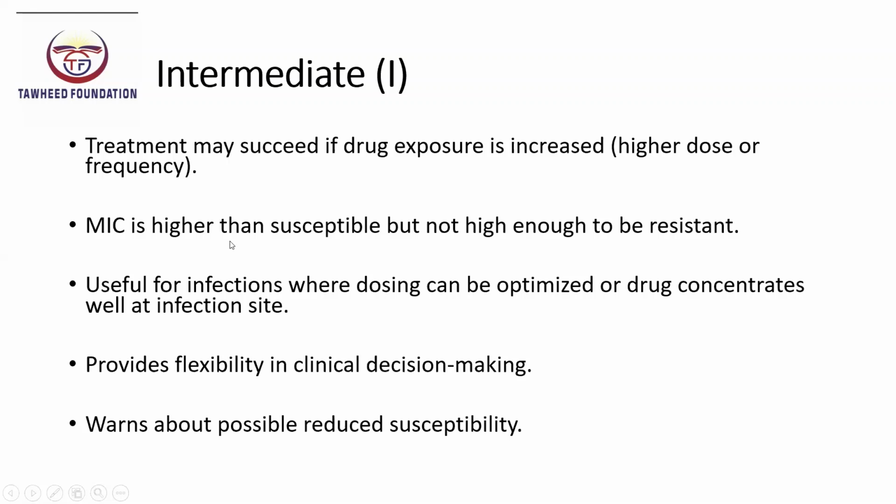Next is intermediate. Intermediate susceptibility means that while the MIC is higher than the susceptible breakpoint, treatment might still be effective if the antibiotic dose is increased, given more frequently, or achieves higher tissue penetration. This category acknowledges variability in drug exposure due to factors such as infection site or patient conditions. Using drugs classified as intermediate requires careful consideration and sometimes a dosage adjustment, offering flexibility in therapeutic options.